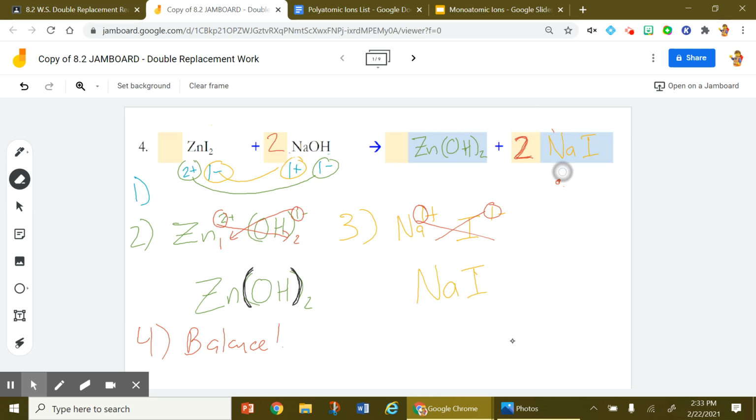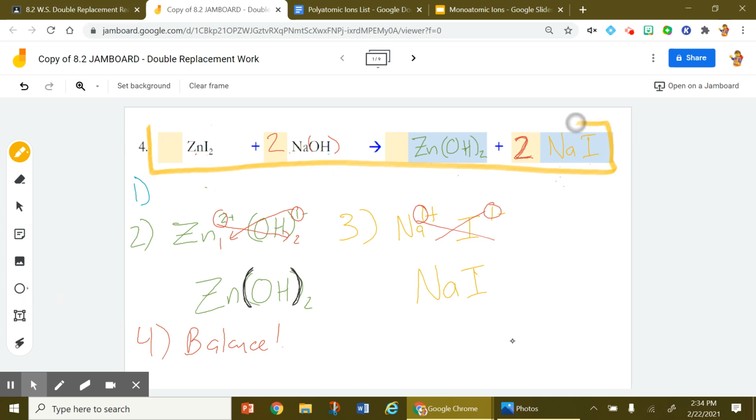All right, let's double check here. We've got 1 zinc, 1 zinc, 2 iodines, 2 iodines, 2 sodiums, 2 sodiums, 2 hydroxides, and 2 hydroxides. So that's it. That's the balanced chemical reaction. Let me just clean it up here, remove these charges from down underneath. As soon as you write down the charges, you can erase them after you use them to crisscross. So there we go. Let me just highlight this. Great. All right, on to the next one.